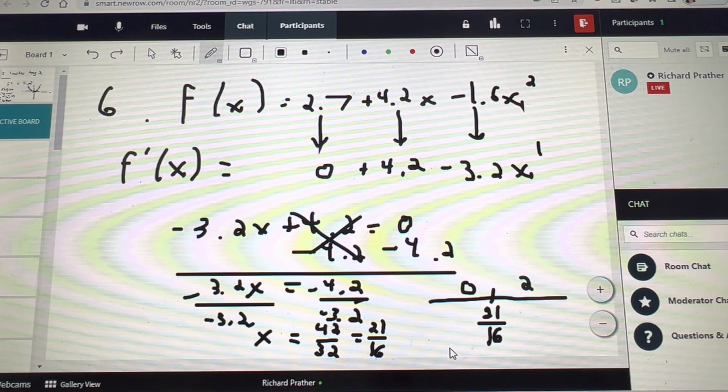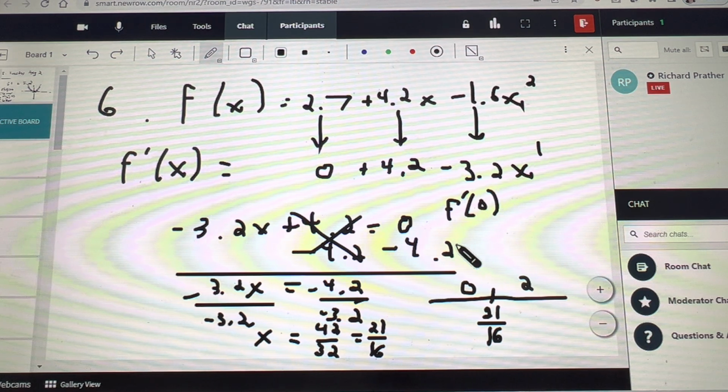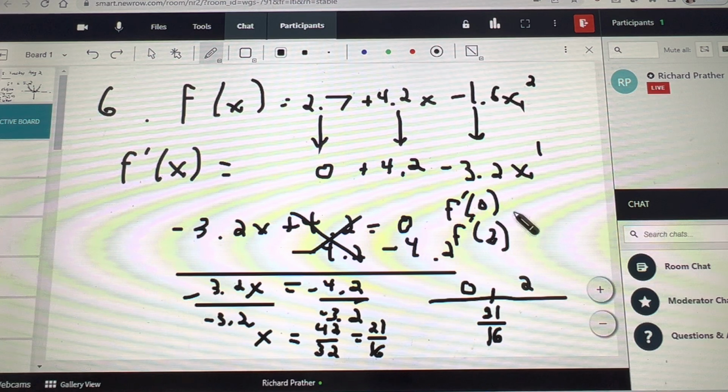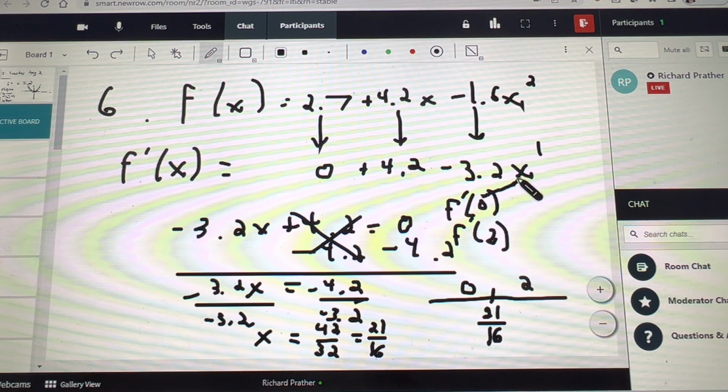We want to know what's happening to the derivative at these spots. So I need to do f prime of 0 and f prime of 2. F prime of 0 is easy because if you plug a 0 in right there, this whole term disappears. And the answer is right there, 4.2.